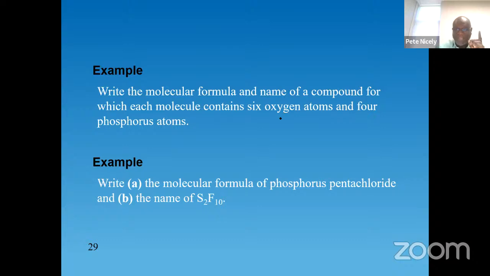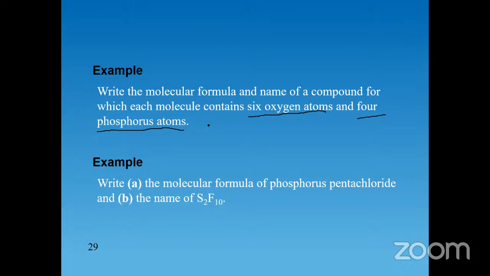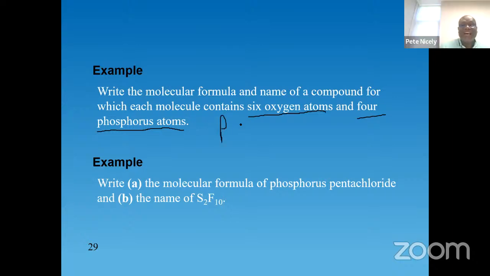Now, remember, before you answer the question, there's one thing I need to remind you. Remember, you have to figure out which element is indicated first, right? You have 6 oxygen atoms and 4 phosphorus atoms, all right? So first thing you have to ask yourself is which element would appear first? Would it be the oxygen or the phosphorus? The phosphorus first. Exactly. The phosphorus will go first, and then the oxygen.